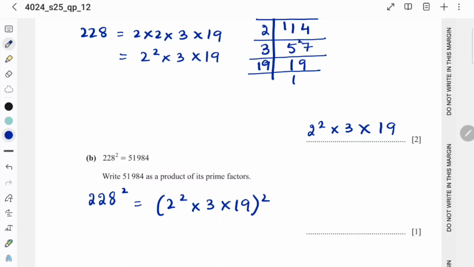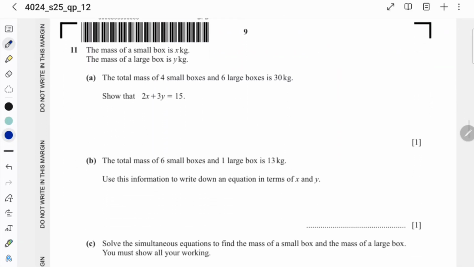And in terms of the prime factors, so what do we do? We just square, multiply the powers. So 2 twos are 4, and 3 square and 19 square. Simply, this is the answer for this question. I hope you understood. Now go to the next question.